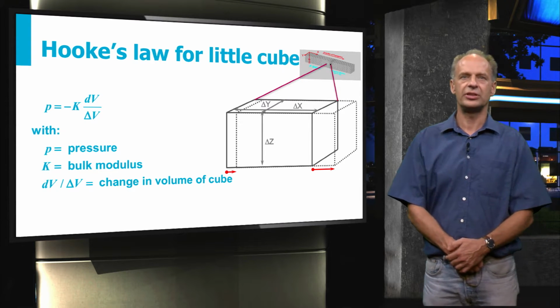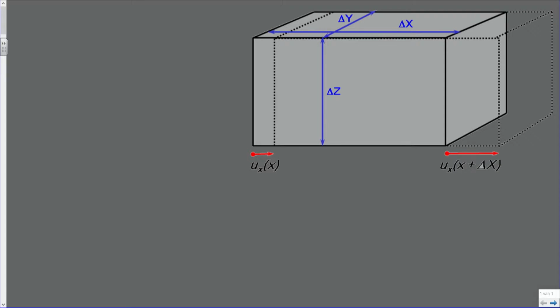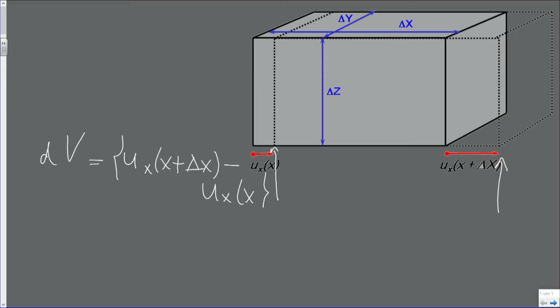Based on this, let us now derive a differential equation using the blackboard. So here you see on the blackboard the cube again. At one time instant, dV is the change to the right, so it's Ux at the place on the right-hand side minus Ux at the left-hand side. And then for the volume we get this side and this side, multiplied times delta Y, delta Z.